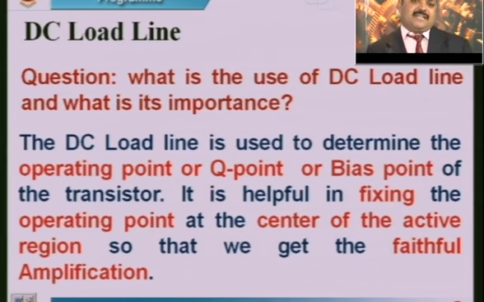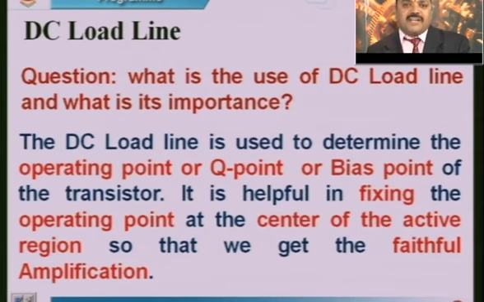In order to do that, we need to take the help of the DC load line. What is this DC load line? What is the use of DC load line and what is its importance? The DC load line is used to determine the operating point, or the Q point, or the bias point. This is a new topic. What is this bias point? We will discuss that later.